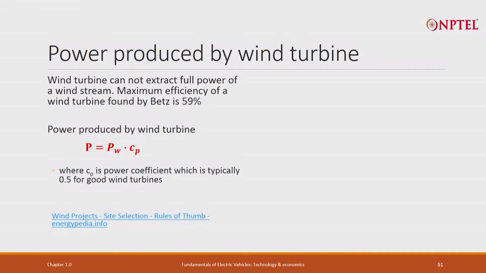Finally, what is the power actually produced by the windmill? It depends on what is called the power coefficient, and can be as high as 0.5. So, 50% of the wind energy can be converted to power.